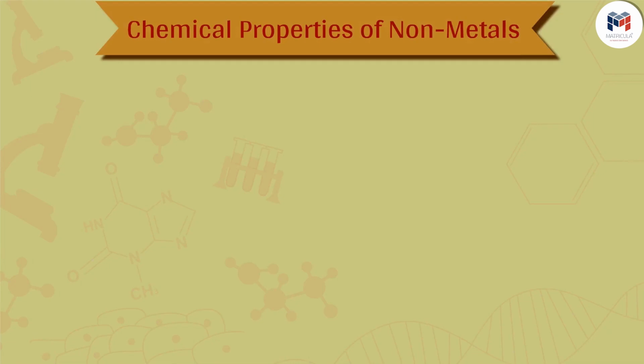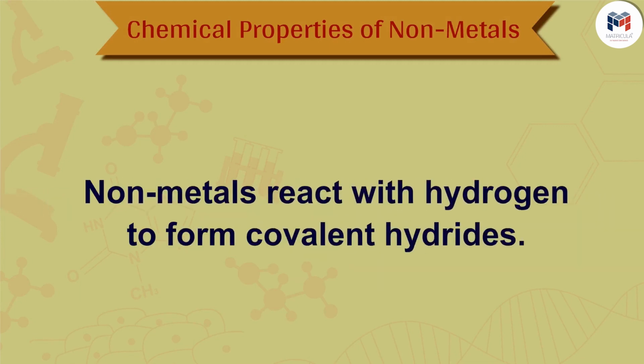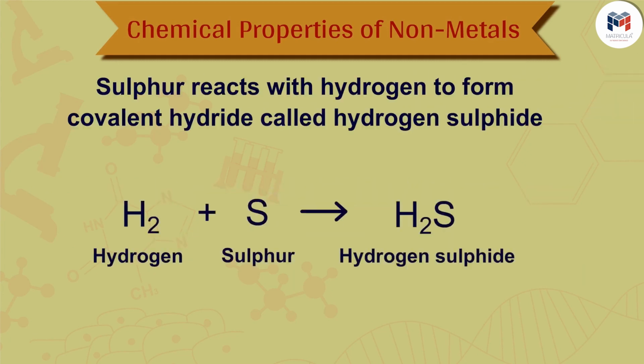The last reaction is the reaction of nonmetals with hydrogen. Nonmetals react with hydrogen to form covalent hydrides. Let's understand this with the help of an example. Sulfur reacts with hydrogen to form covalent hydride called hydrogen sulfide. Let us look at its reaction.